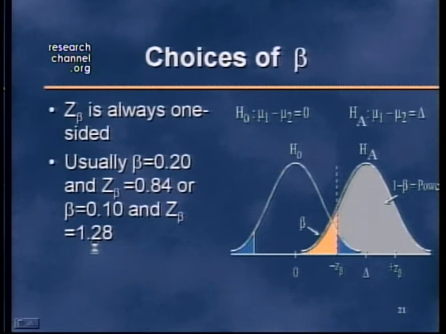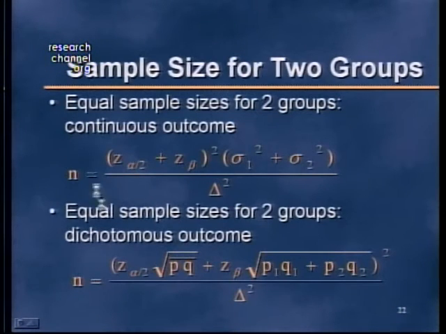So if beta was 20%, what's the statistical power? 80%, because it's 1 minus beta. If we set beta at 10%, what's the statistical power? 90%.